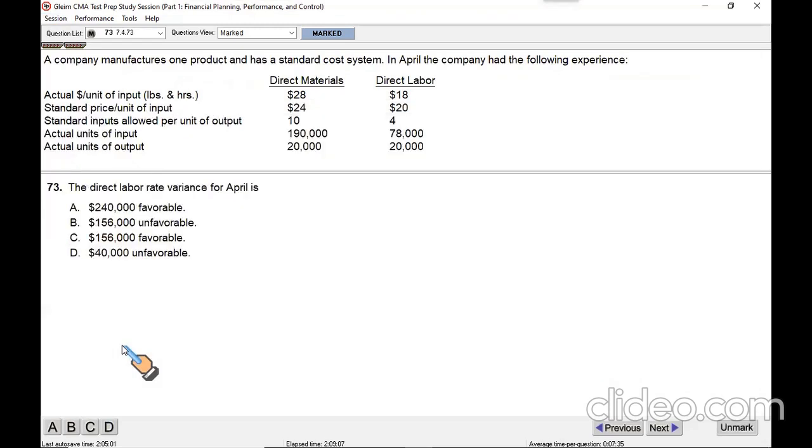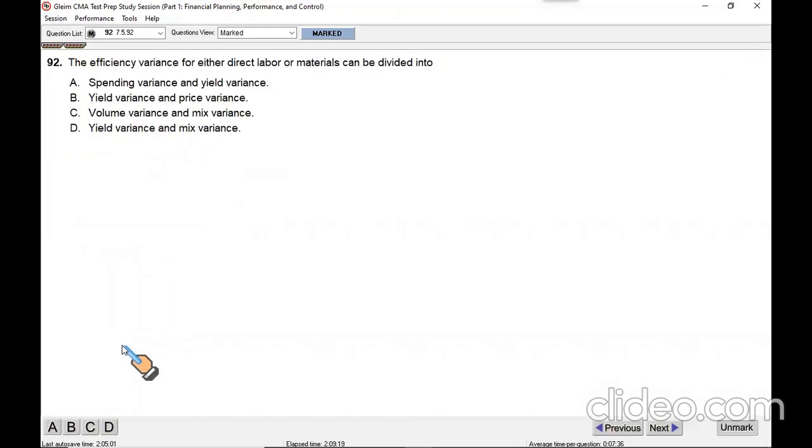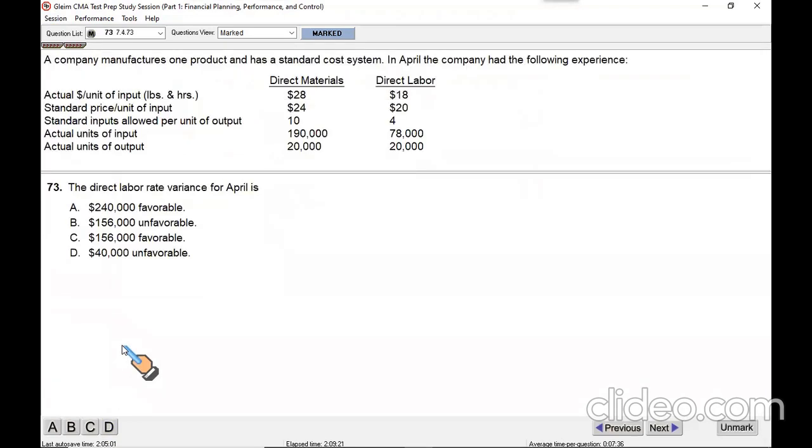All right, so we have these three questions, and I think they are very good because they are going to revise what we have done so far. They will revise your direct material price variance, material efficiency variance, and labor rate variance. And after that, we will move to the next mix and yield variance area. Okay.